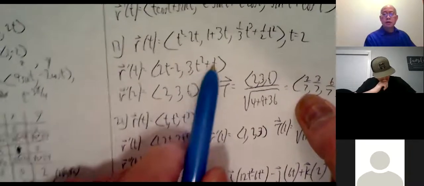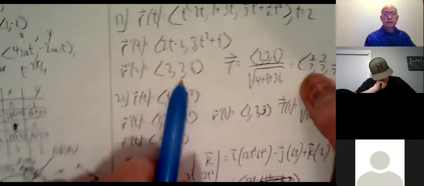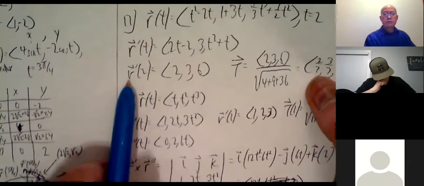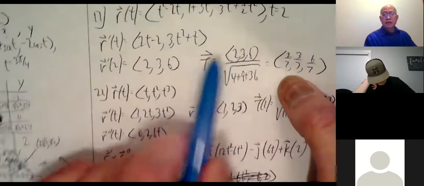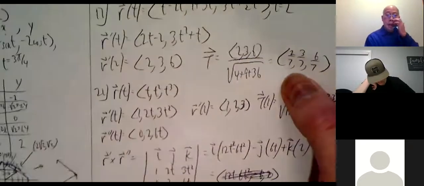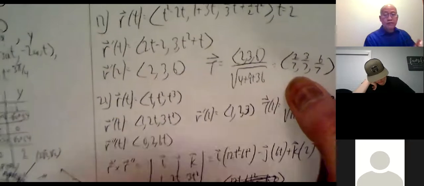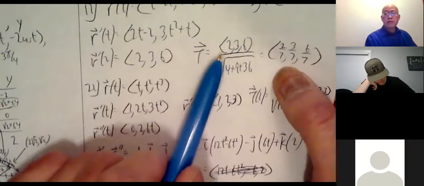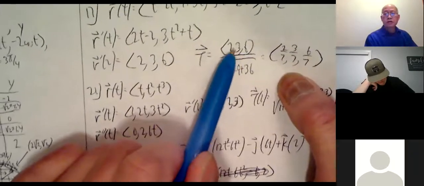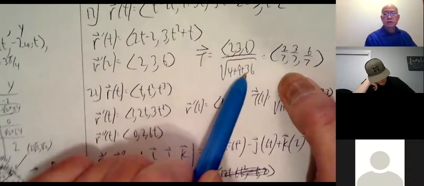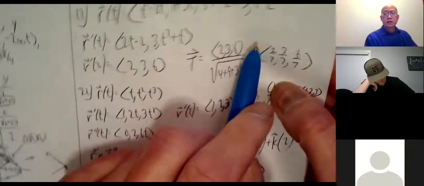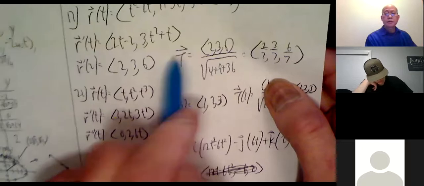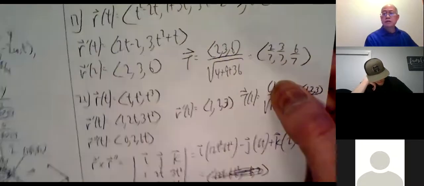3 is 3. 2 squared plus 2 is 6. That's r prime of 2. Now I just change it to a unit tangent vector, which means just take the vector and divide it by its magnitude. So 2, 3, 6 divided by the square root of 2 squared is 4, plus 3 squared is 9, plus 6 squared is 36. That comes out to be 49, very conveniently. Square root of 49 is 7, so I just divide by 7. So the unit tangent vector, capital T, is 2 sevenths, 3 sevenths, 6 sevenths.